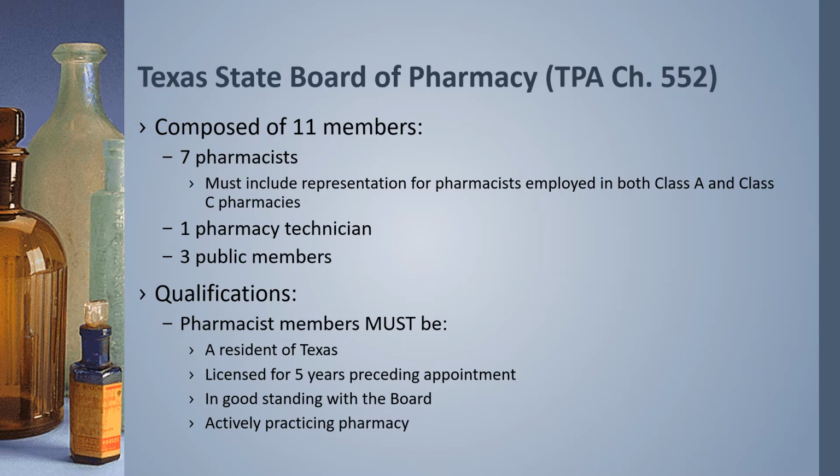Qualifications to become a board member include the following. A pharmacist must be a resident of Texas, licensed for 5 years preceding their appointment to the board, has to have a good standing license with the State Board of Pharmacy, and they have to currently be actively practicing pharmacy.